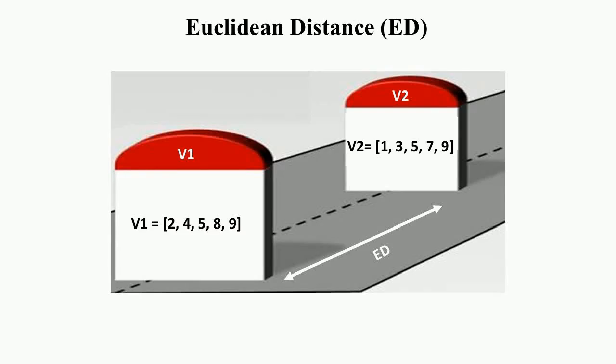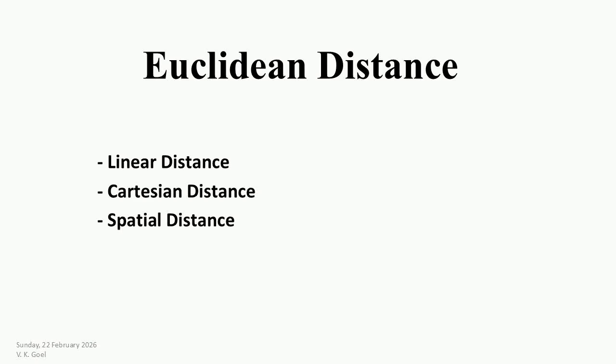Euclidean distance is one of the most popular properties used while developing algorithms to create clusters in a given data set. Before we jump to Euclidean distance, it is important to know about linear distance, Cartesian distance, and spatial distance.